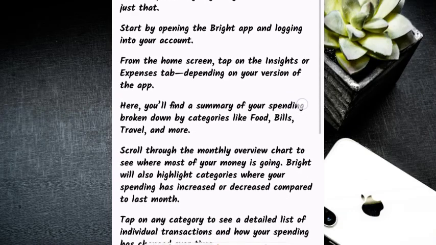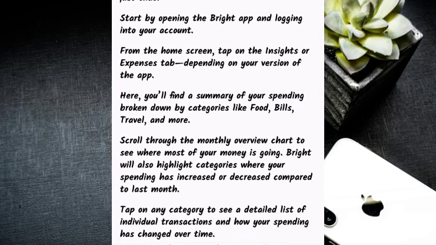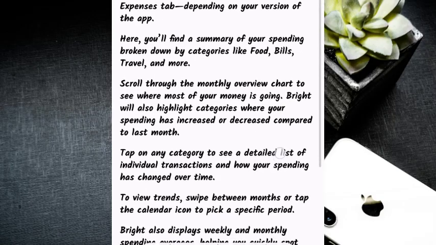Here you're going to find a summary of your spending broken down by categories like food, bills, travels, and more. Scroll through the monthly overview charts to see where most of your money is going. Bright will also highlight categories where your spending has increased or decreased compared to last month. Tap on any category to see a detailed list of individual transactions and exactly how your spending has changed over time.